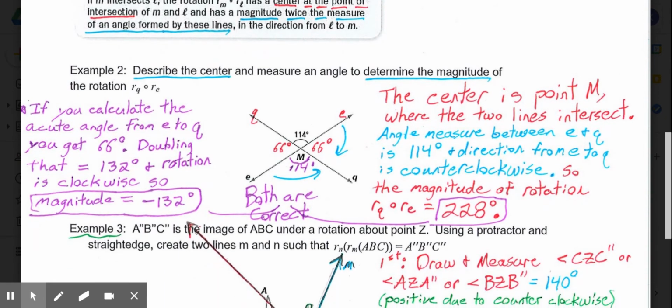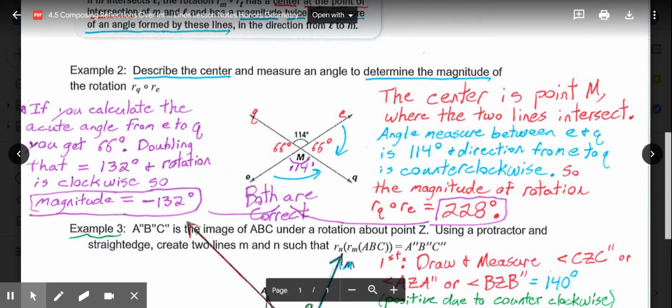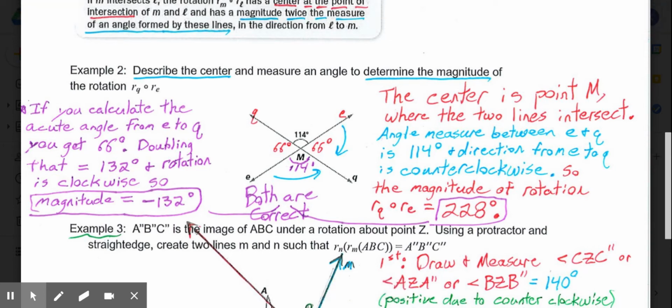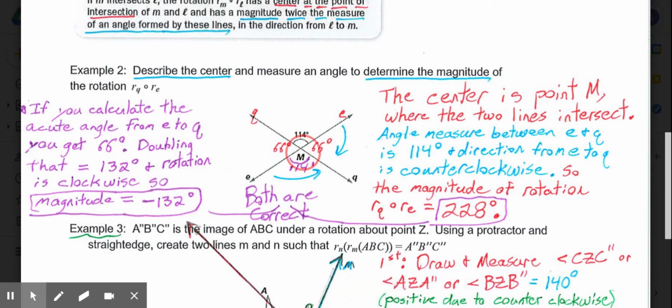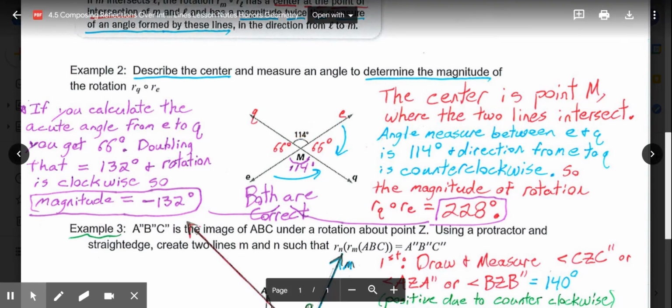So example 2 says describe the center and the measure of an angle to determine the magnitude of the rotation R_Q following R_E, or composite R_E. So that would be reflecting over E, then reflecting over Q. So first thing that we could look at is we know the center points where the two cross. So our center point would be point M. So the center is point M where the two lines intersect.